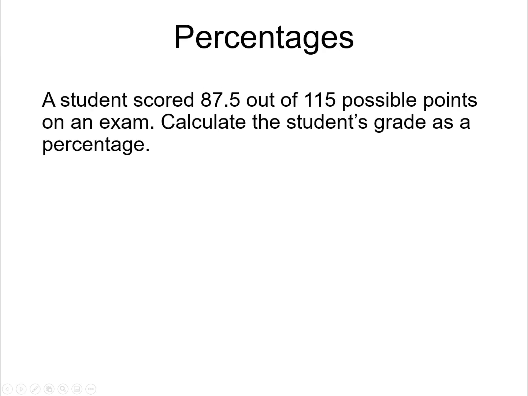The last concept we're going to cover this time is percentages. A little bit easier. Shake your brain out. We're going to relate it to exam grades because I'm sure that's something you're familiar with. We all are. A student scored 87.5 out of 115 possible points on an exam. Calculate the student's grade as a percentage.